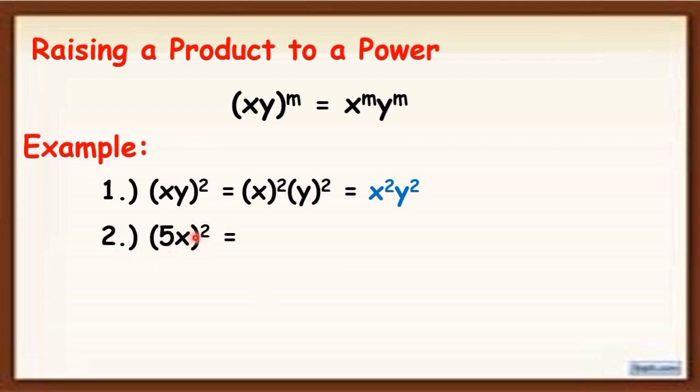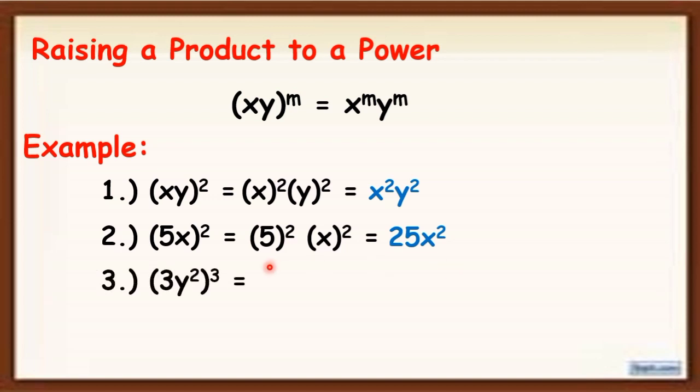(5x)^2. So multiply each factor by 2. It will become (5)^2 (x)^2. Then simplify. 5 squared, or 5 times 5, is equal to 25. Then copy x. We all know that x has 1 as an exponent, so 1 times 2 is equal to 2. That's why our final answer is 25x squared.